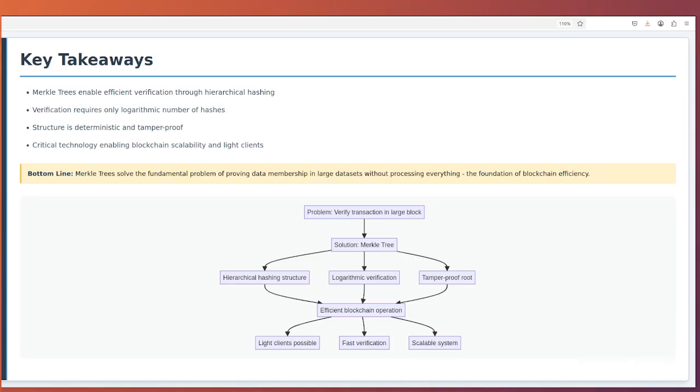The tree structure is deterministic based on transaction order, making it tamper-proof. Any modification to transactions or their order changes the Merkle root. Merkle trees solve the fundamental problem of efficient verification in distributed systems. They enable light clients to verify transactions without downloading full blocks. They are used extensively in Bitcoin, Ethereum, and many other systems beyond blockchain. Understanding Merkle trees is essential to understanding how blockchains achieve security, efficiency, and decentralization simultaneously. They are a perfect example of elegant computer science solving real-world distributed systems challenges.